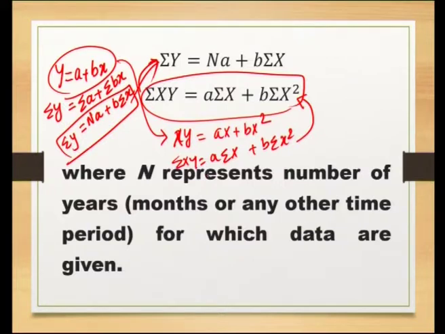Suppose we have to calculate the three constants a, b and c; for that we will be studying the next topic, which is called fitting a second degree parabola. This is fitting a straight line, right. Therefore, only two constants a and b have to be found.